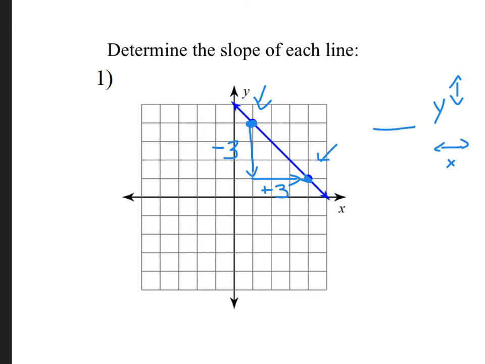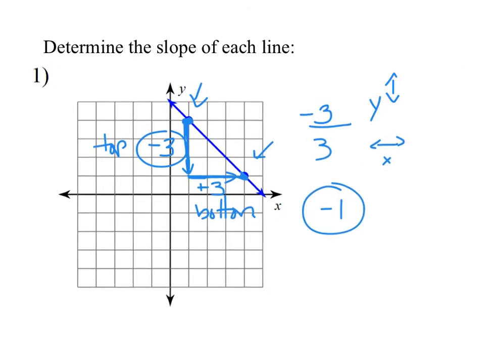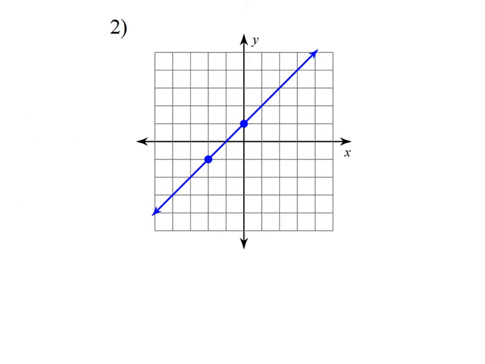Notice you are counting the boxes: 1, 2, 3. 1, 2, 3. I went down, so that's negative, and to the right, that's positive. So negative 3 is on the top. Remember, this one is on the top, and this one is on the bottom. Then we reduce this. Negative 3 divided by 3 is negative 1. And that's the slope. And then we just do that for all different kinds of examples.